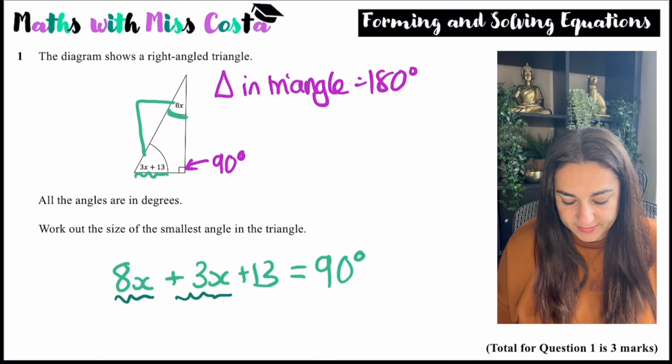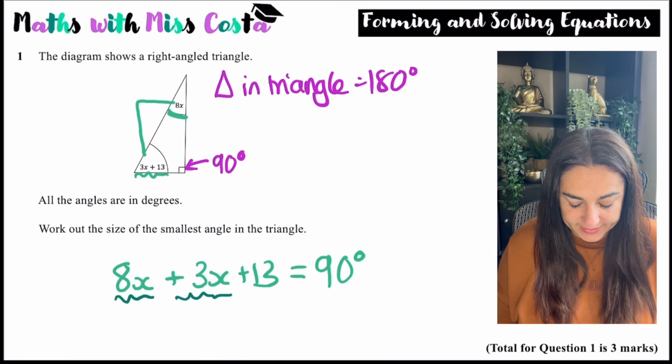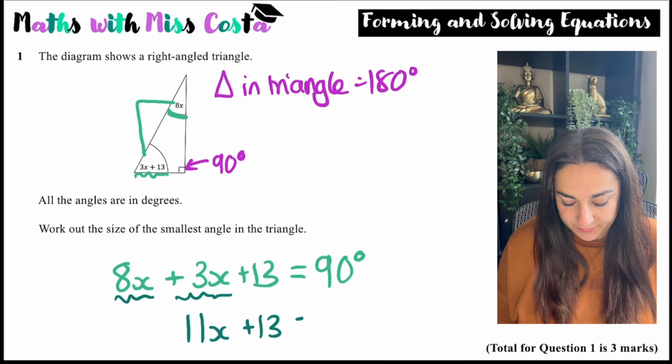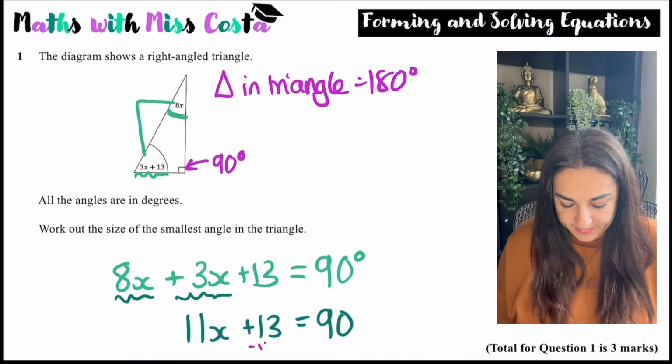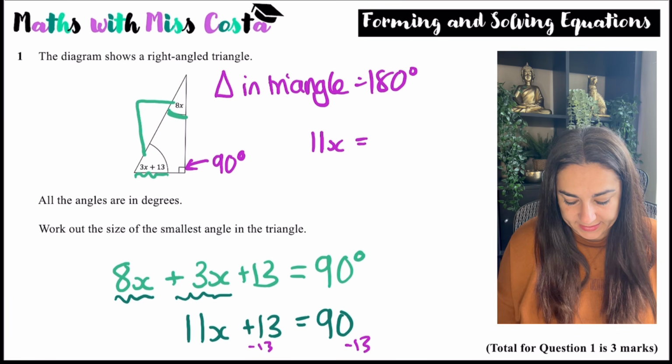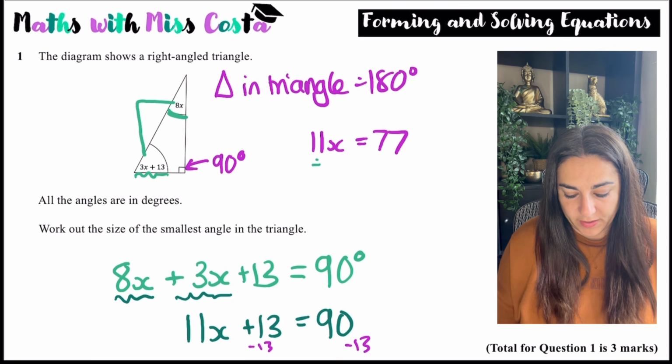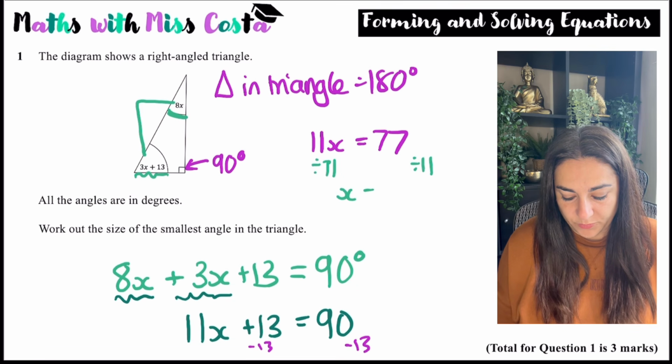So you set yourself up the equation, then we see what we can simplify. We've got like terms here, 8x and 3x, so we can bring them together. 8 plus 3 is 11, so you're left with 11x plus 13 is 90. And then to solve that equation, we would subtract 13, so you'd be left with 11x equals 77. And the last part of the equation, to solve it, we would need to divide by 11. So you've got x is 7.